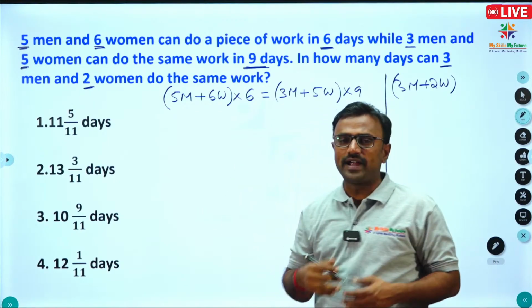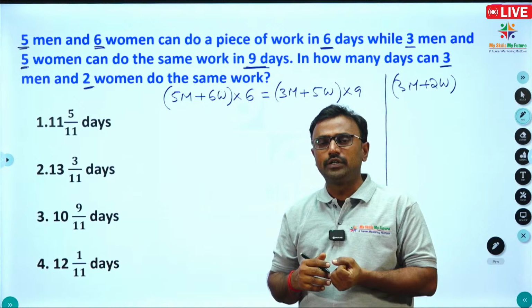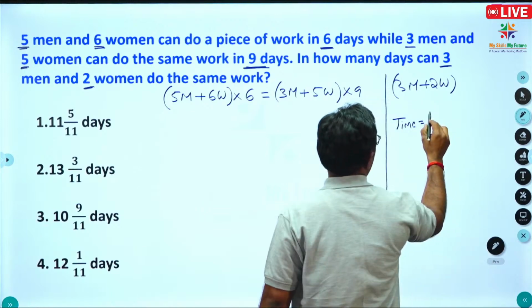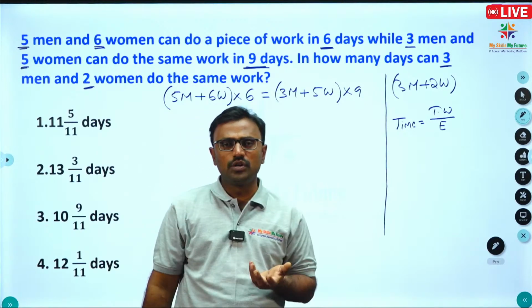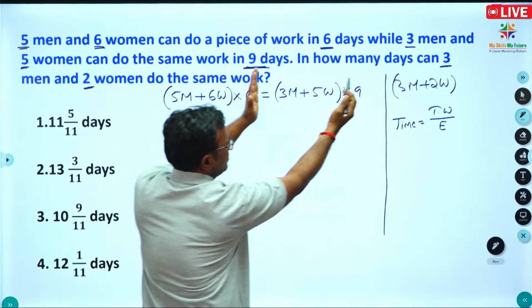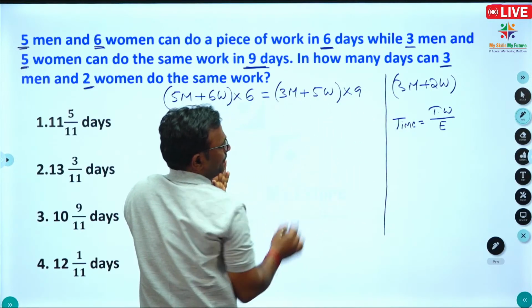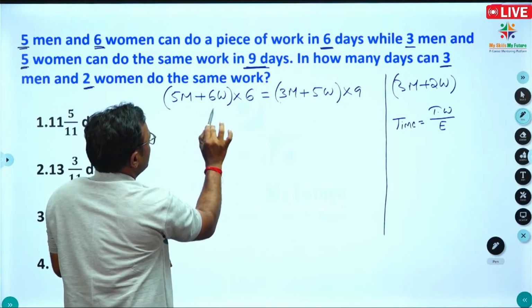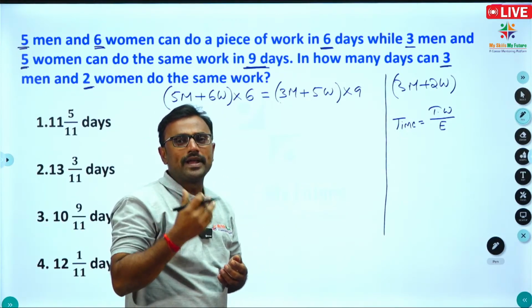So first of all, we find the work efficiency of women and men. Then time is equal to total work by work efficiency. So total work is equal to work efficiency into time. This is the total work and this is also total work. This is the work efficiency, this is the time. So let us find the work efficiency of women and men.